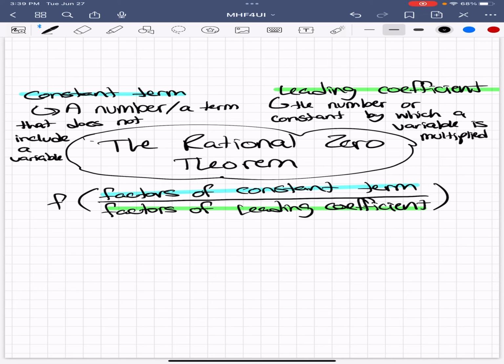A constant term is a number or a term that does not include a variable, so it's the last term within your polynomial. The leading coefficient is the number or constant by which a variable is multiplied, so it's the first term in your polynomial.